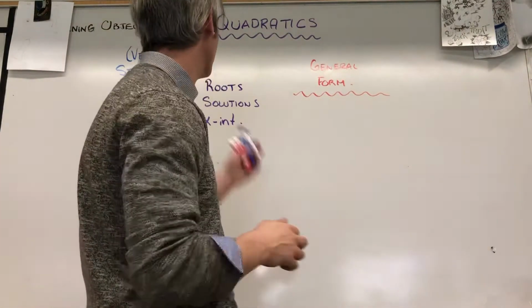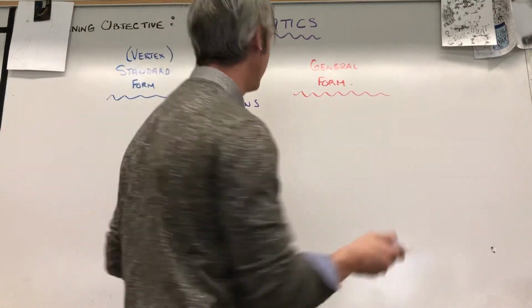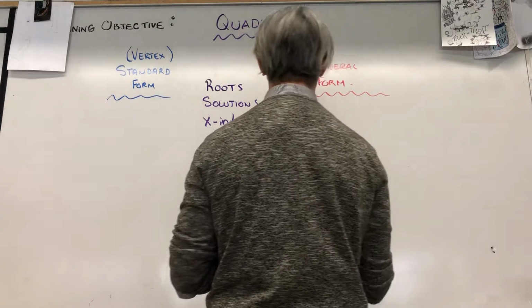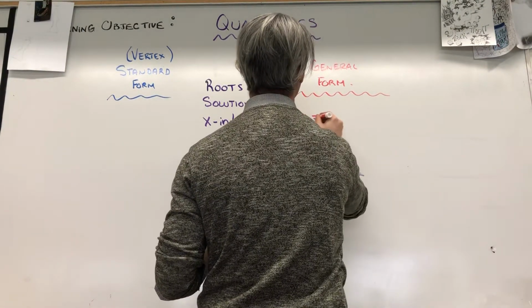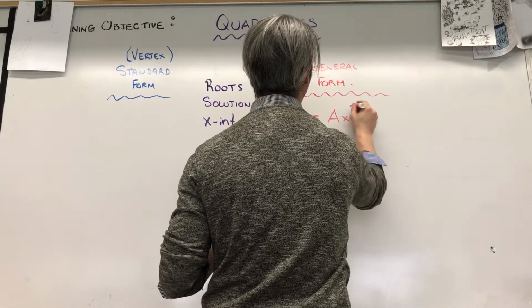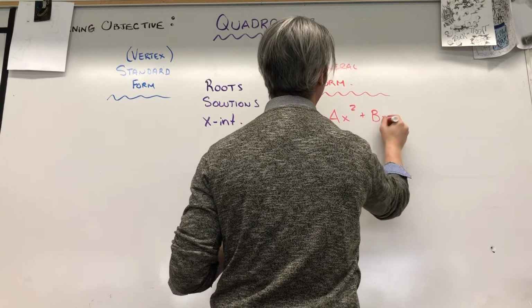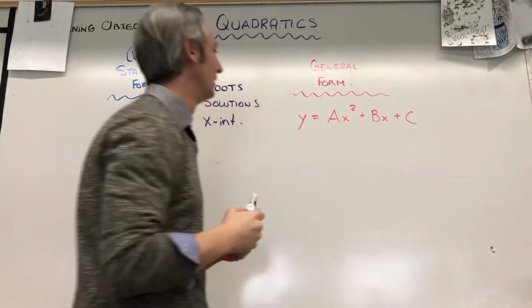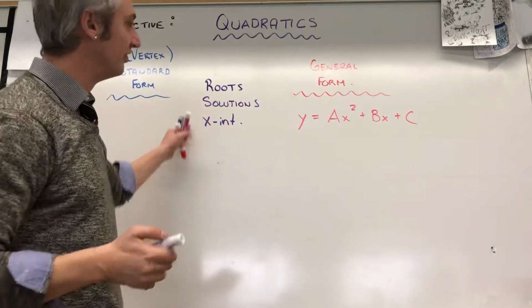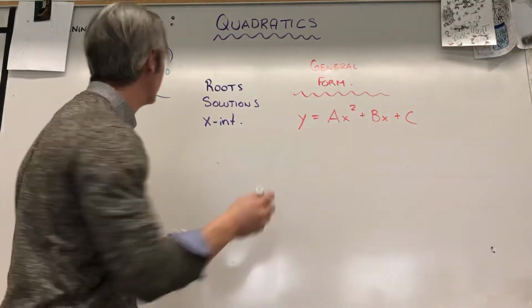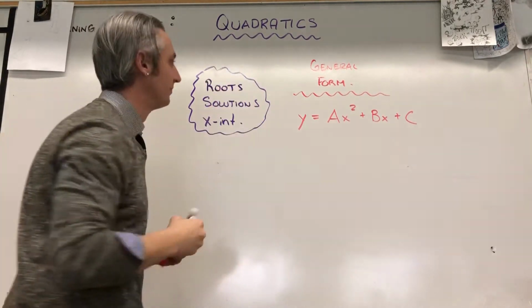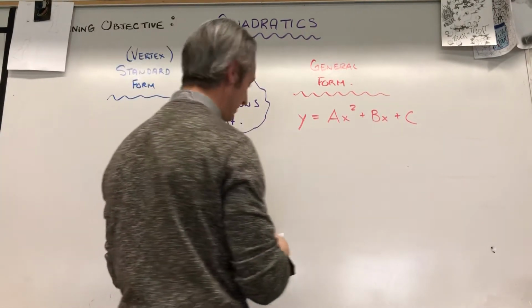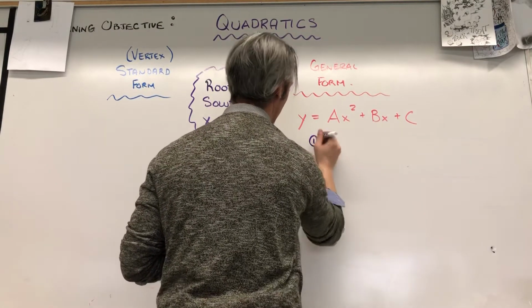Let's just talk. Root solutions, x-intercepts, they're all the same. So, general form. When I'm trying to find my solution, aka my x-intercepts, I have a couple of options. Finding the root solutions or x-intercepts, which are all the same thing. My option 1 is to factor.